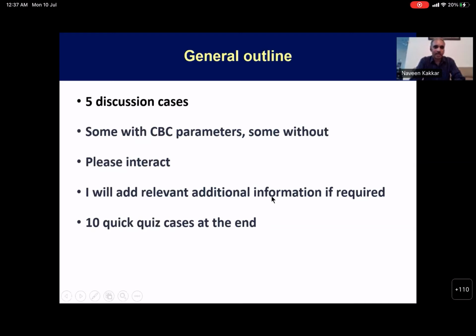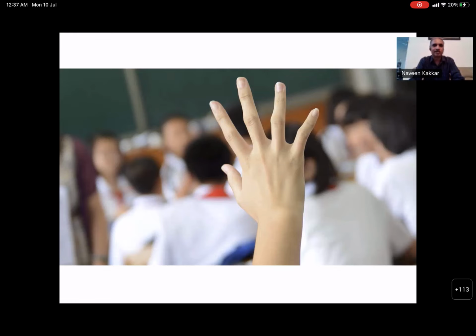And wherever required, when we gave you the cases, I gave you 5 cases only, but I have added relevant information in this particular PowerPoint to supplement and make for better understanding. When we finish these 5 cases, there are 10 quick quiz cases at the end, just one slide each, just to refresh some common things and occasional uncommon ones. So again, emphasizing, please interact and participate when we discuss the questions.